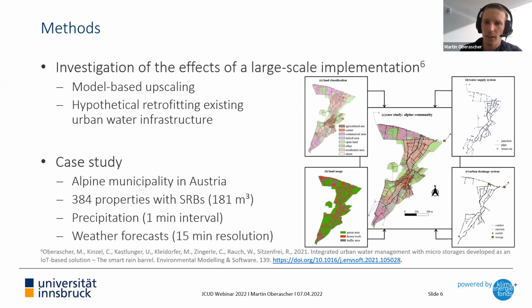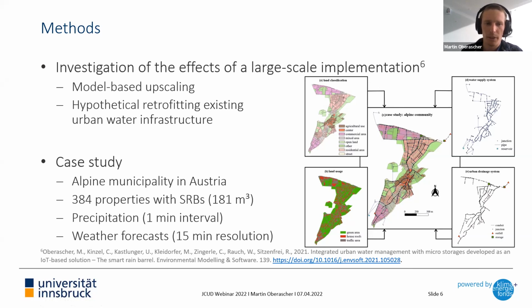As a case study, we used an alpine municipality in Austria and retrofitted it with smart rain bells in a model-based approach. In total, we identified 384 properties where smart rain bells can be installed, and 100% degree of penetration corresponds to 181 cubic meters of additional storage volume.